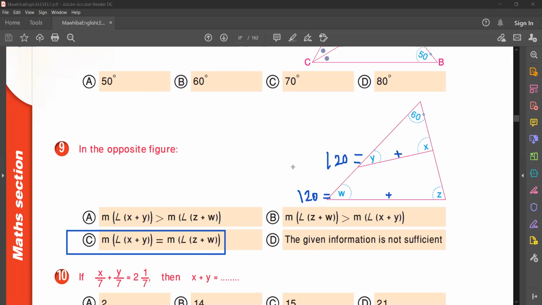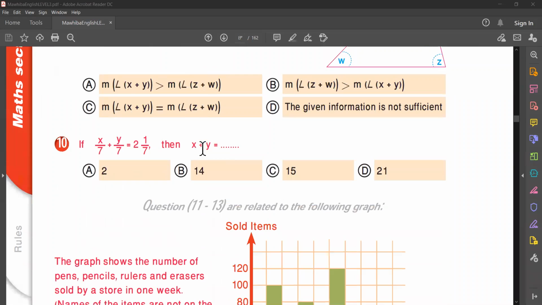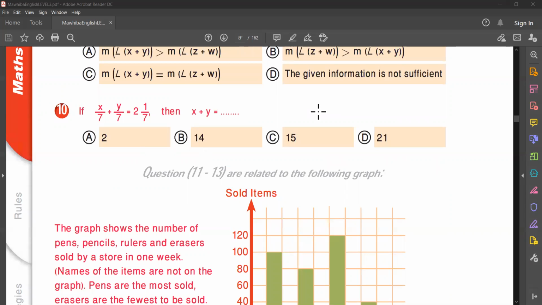Right, good. Okay, now we will go to another question. It is number 10. If x over 7 plus y over 7 equals 2 1 over 5, what then is x plus y? Here, okay, now if I have the same denominator, you can delete it. First you multiply 7 by 2 plus 1. 7 multiply 2 is 14, plus 1 is 15 over 7, right? Then you simplify.